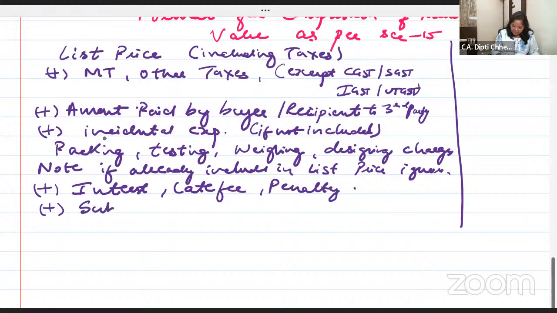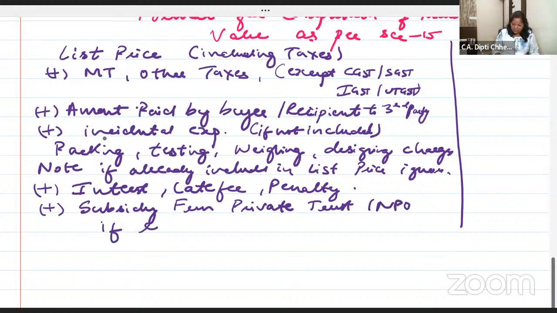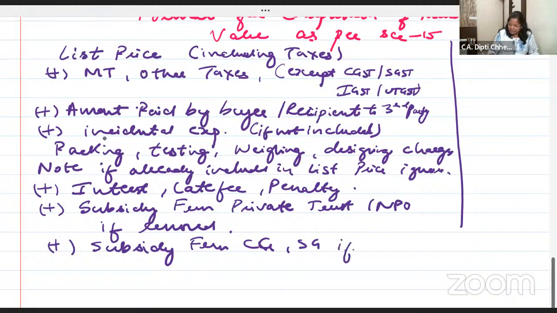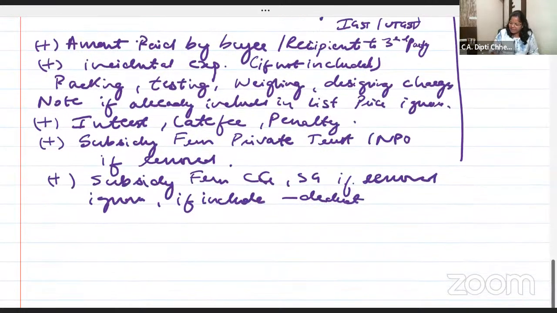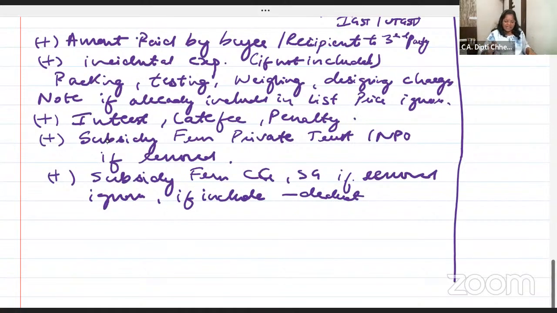Next is subsidy from private trust NPO. If removed, add back. Next, subsidy from central government, state government. If removed, ignore. If included, deduct. Take your time. I think I should wait for you to write this also and absorb this also. Are you all with me?